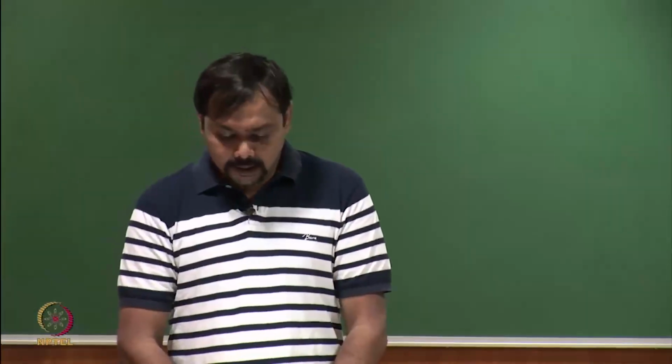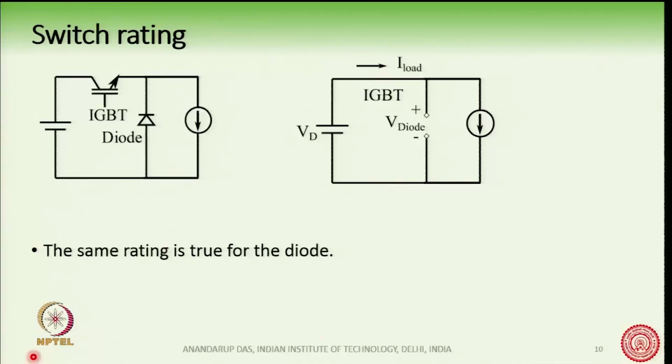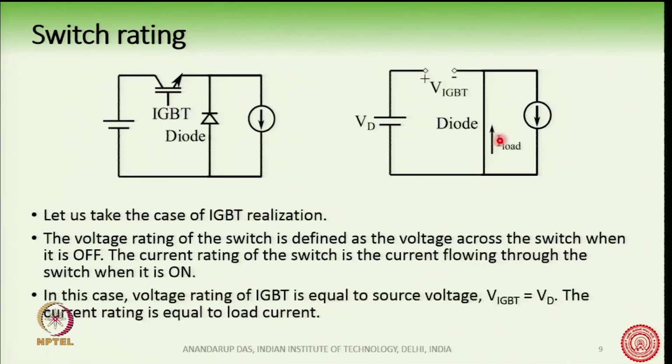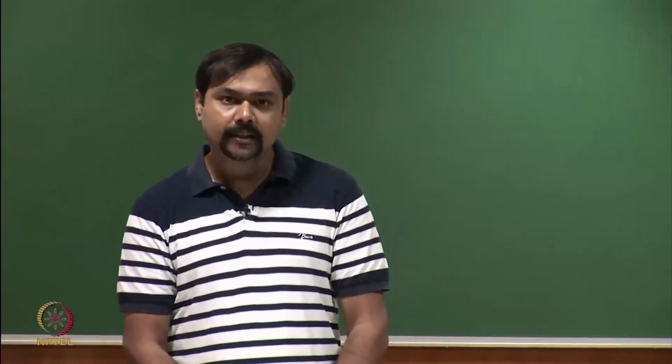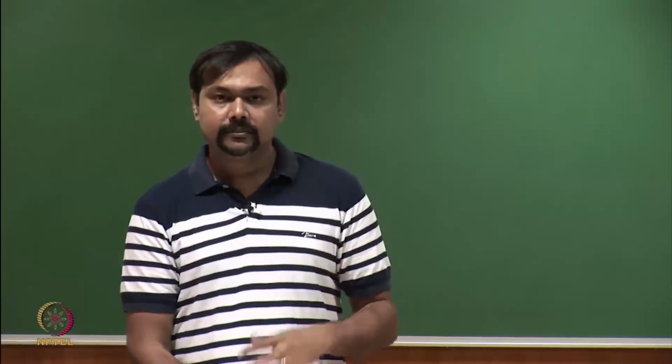What about the diode? Again, for the diode we see that when the IGBT is turned on, the diode is turned off, and since the diode is turned off and the IGBT is turned on, the positive terminal comes here and the negative terminal is here. So, the voltage across the diode is equal to the source voltage. Therefore, the voltage rating of the diode is equal to the source voltage. And what is the current rating of the diode? The current rating of the diode, as I have already shown here, is equal to the load current. So, the voltage and current rating of both the IGBT and the diode are the same. Voltage rating is the source voltage and current rating is the load current.